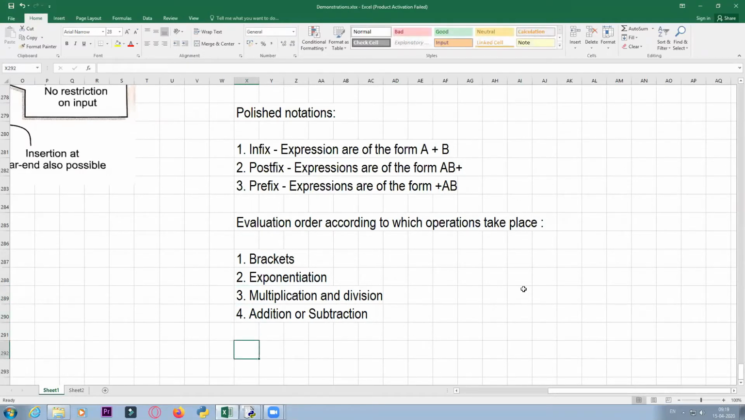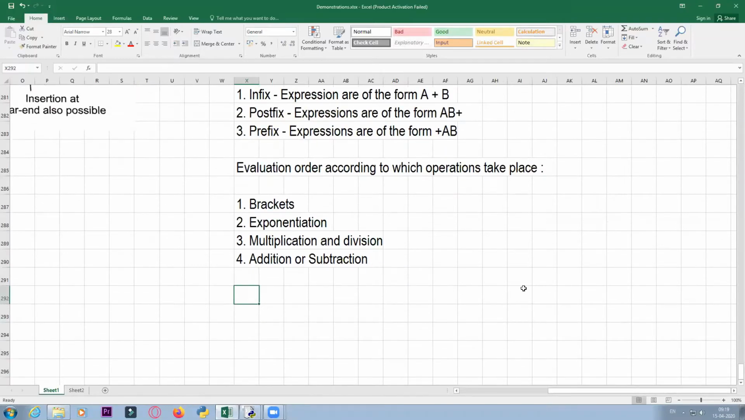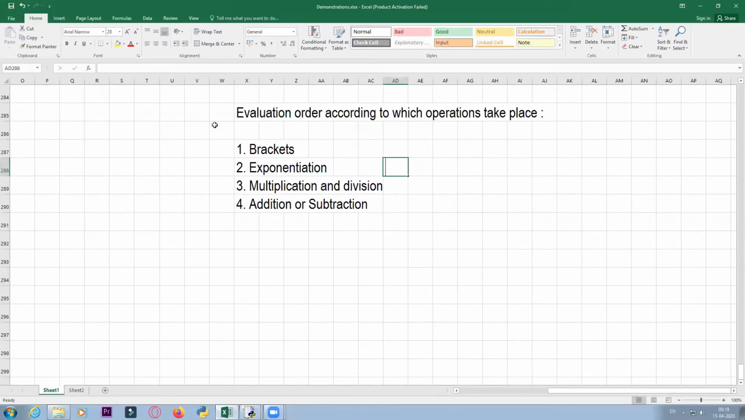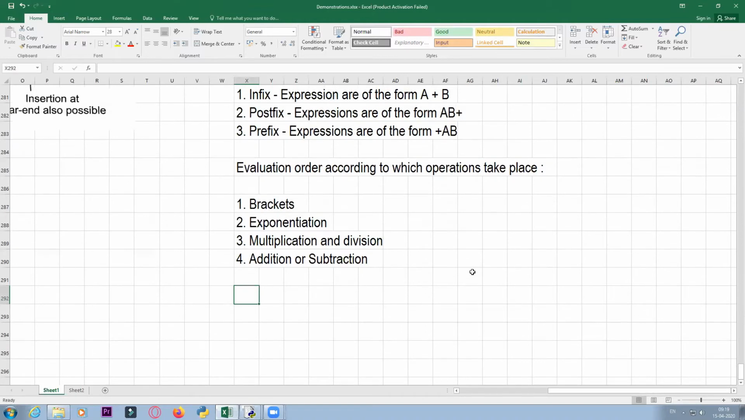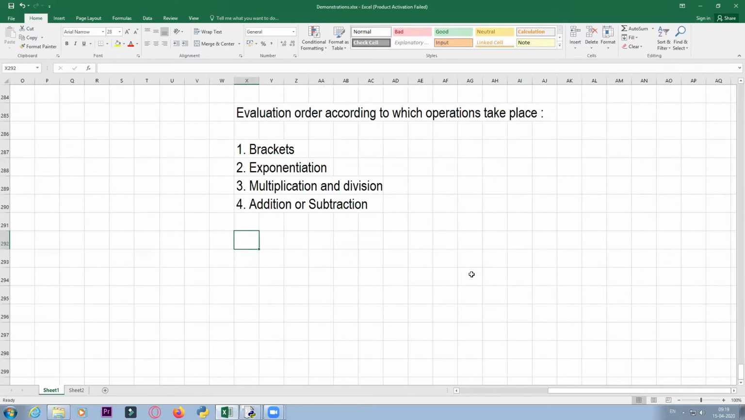Got it? These four things are there. So this is going to be your evaluation order. That is, in any expression you are going to first evaluate what? Brackets, then exponentiation, then multiplication, and then addition or subtraction. Clear? Now let us start with converting one simple expression into prefix and postfix expression.